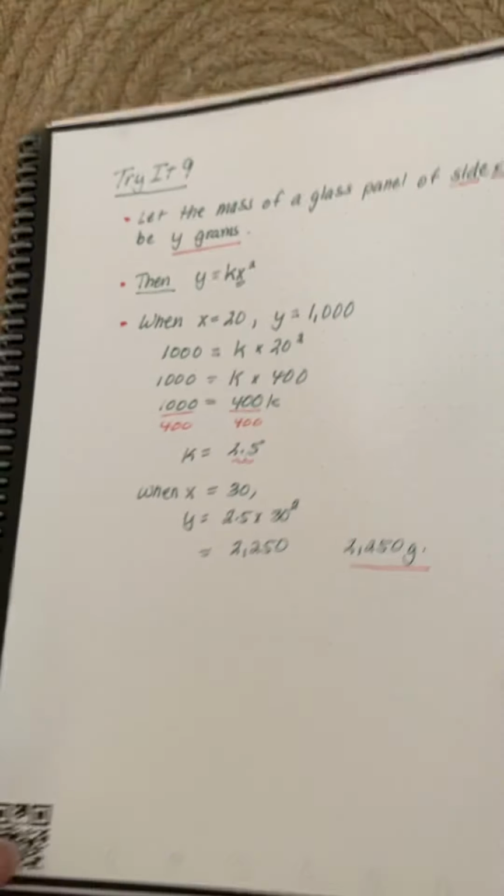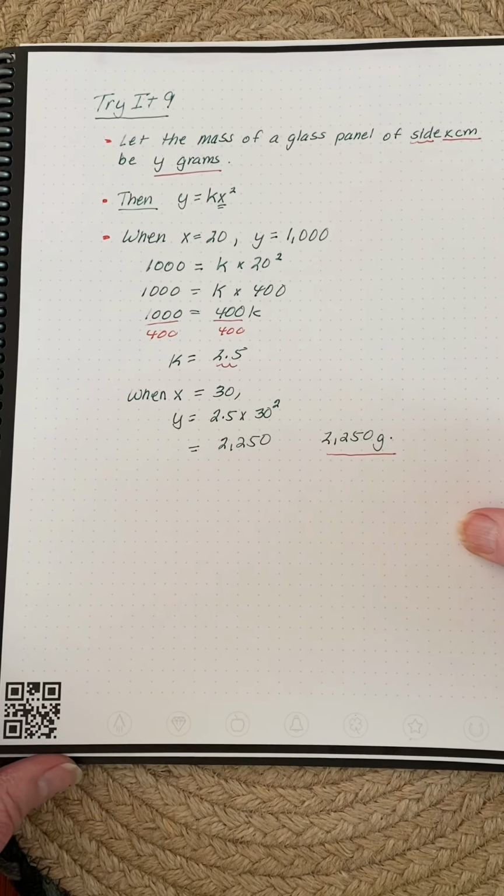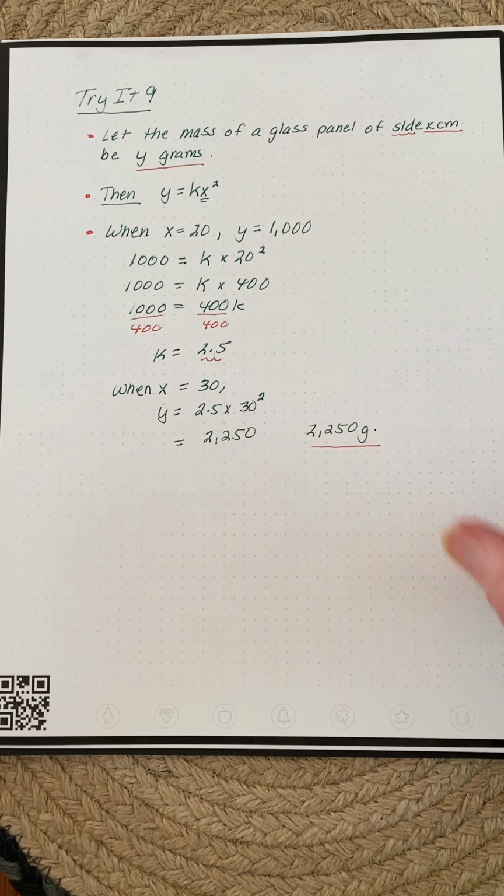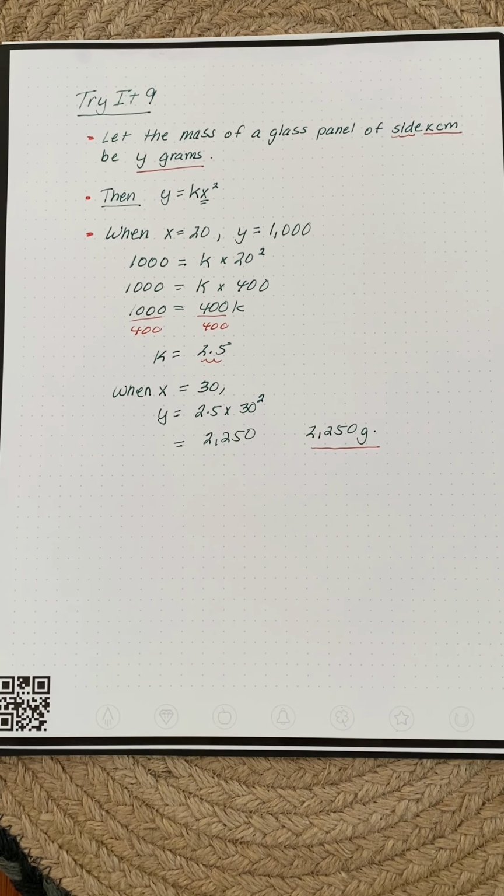Okay, next, at the bottom, try it 9. It reads, the mass of a square piece of glass panel is directly proportional to the square of the length of its side. When its side is 20 centimeters, the mass is 1,000 grams. Find the mass in grams of a glass panel of side 30 centimeters.